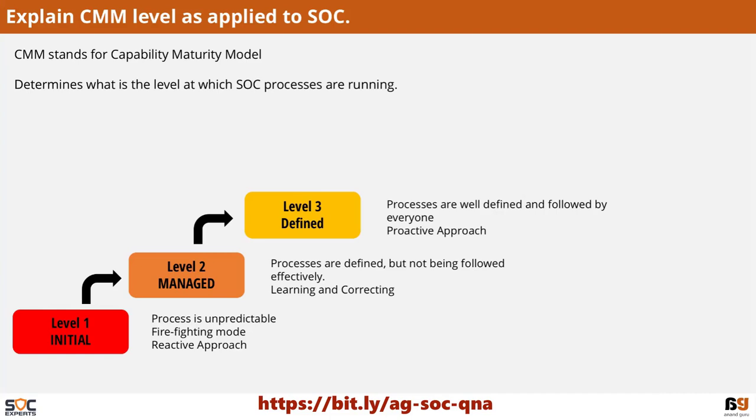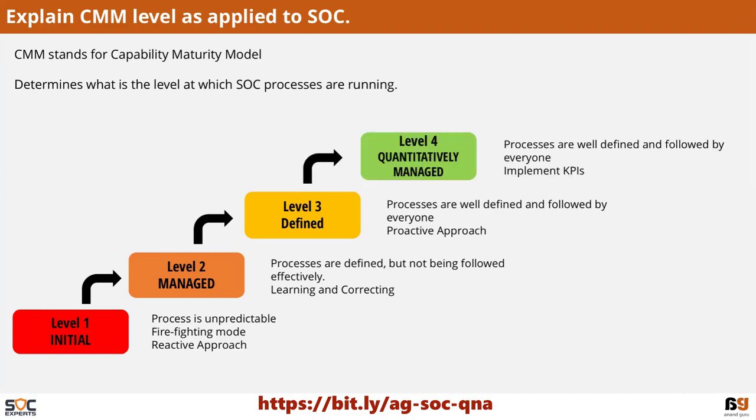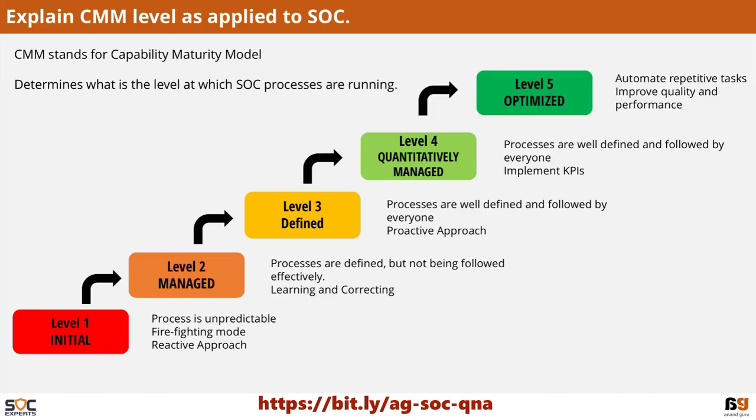Once everybody knows what they are doing, then we can take the SOC to the next level, level 4, quantitatively managed, wherein we will start measuring what we are doing, basically by implementing KPIs. So based on these KPIs, we will finally reach level 5, which is the optimized state, where automation of repetitive tasks and improving the quality and performance will be taken care of.